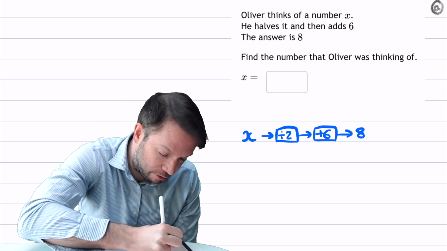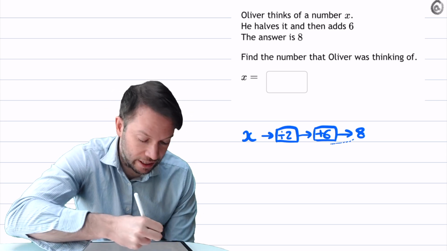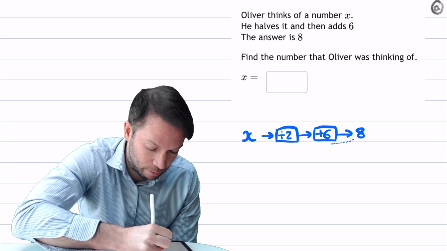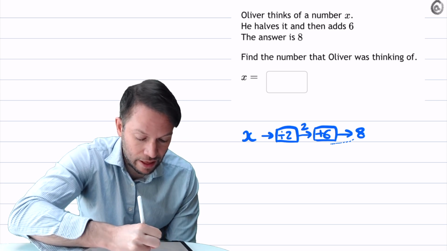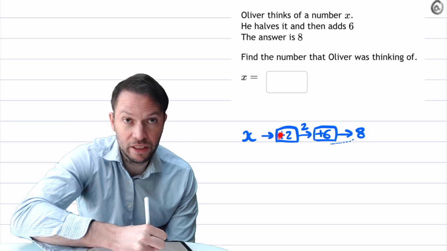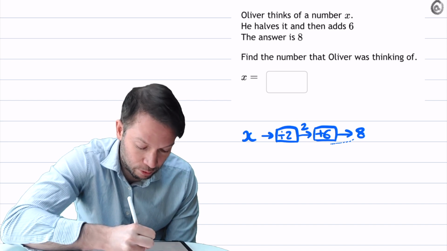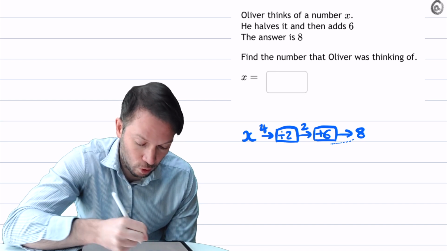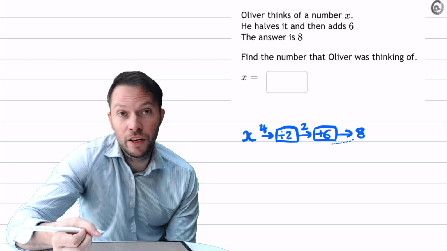So if we work backwards from 8, if we were to do the opposite of add 6, that would be to subtract 6, so that would be 2. And we can see that 2 plus 6 will give you 8. And then what number divided by 2 is 2? Well, if you do the opposite of divide by 2, it's times by 2. So 2 times 2 would be 4. And that would work because 4 divided by 2 is 2, add 6 is 8. So the answer is 4.